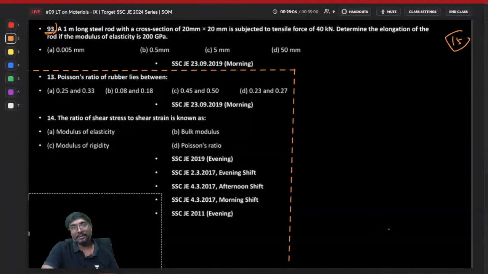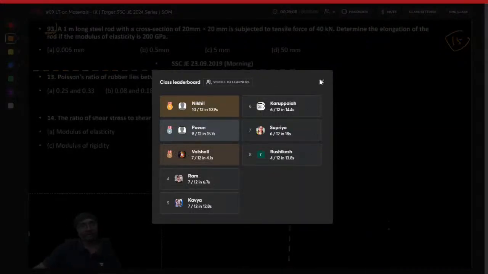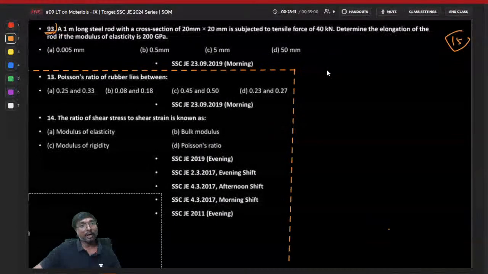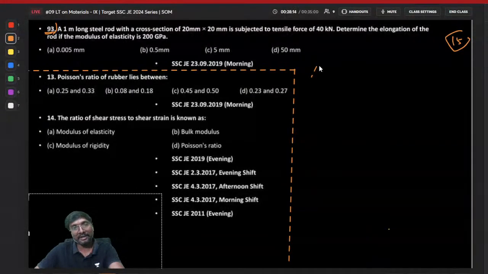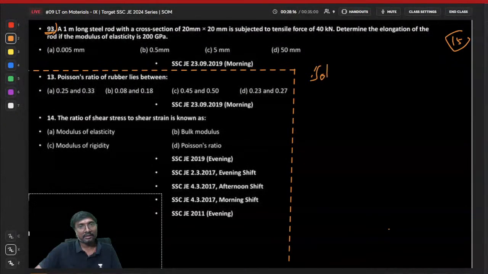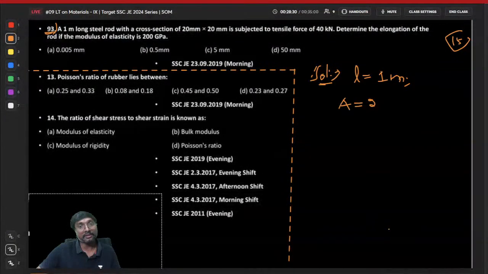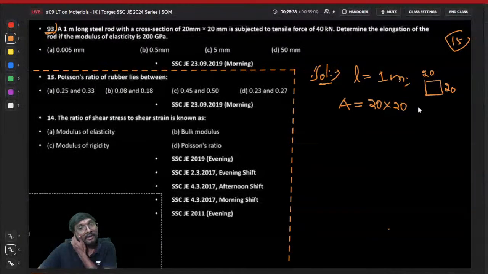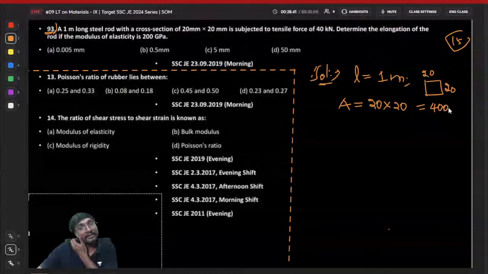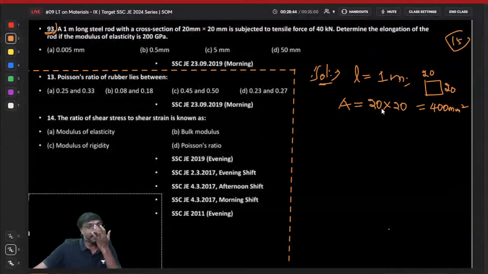Right, this is the leaderboard, you can say. Now, a 1 meter long mild steel, right? 1 meter long means its length is 1 meter, you can say. Cross section of 20 by 20, right? What is the area of this cross section? 20 by 20 means a 20 into 20 square cross section. So this dimension is 20 and this dimension is 20. 20 into 20, can we say it as 400 millimeter square, right?